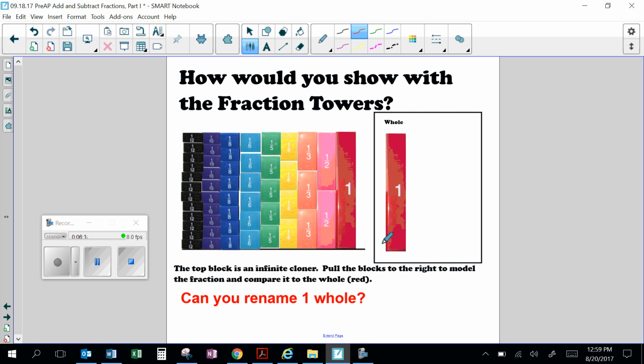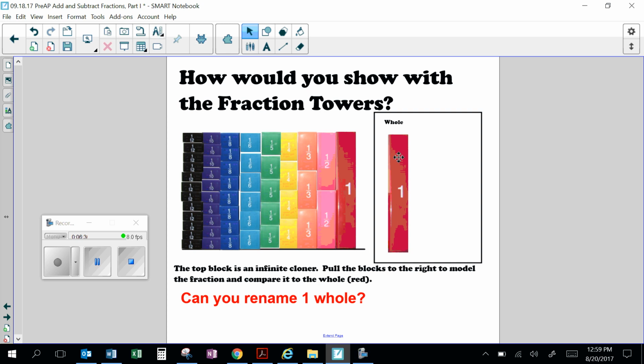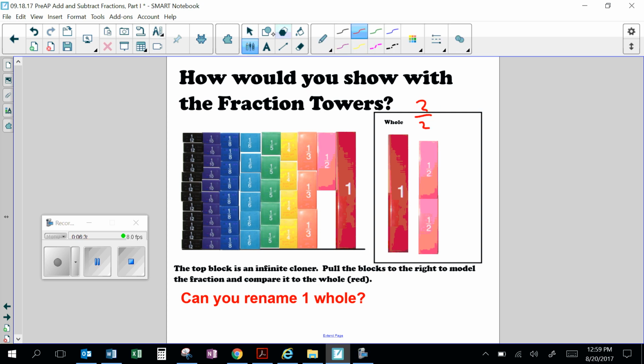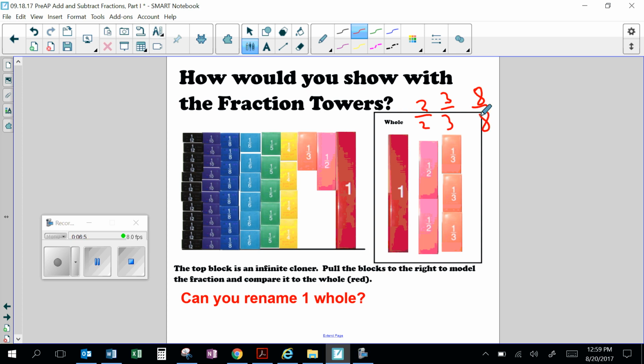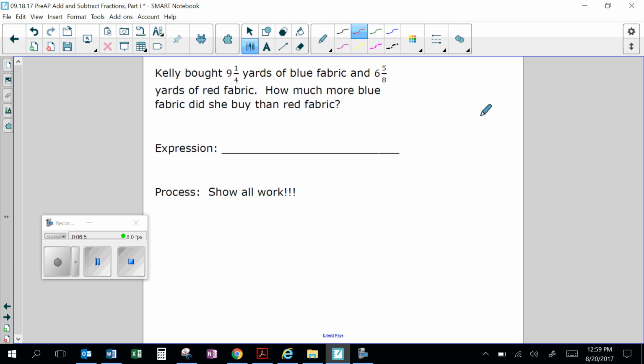All right, so our last part of the lesson is, what do you remember about one whole? This is probably one of the hardest lessons in adding and subtracting fractions. This is one whole. Can you rename one whole as another fraction? Like how many halves does it take to make one whole? 2 halves. How many thirds does it take to make one whole? 3 thirds. How many eighths does it take to make one whole? 8 eighths. So do you remember that? Is that coming back to you? Well, if you remember that, you should be able to do these types of questions.